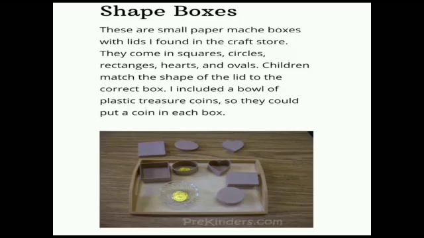This is an activity for you. These are small paper match boxes with lids. I find them in the craft store; they come in squares, circles, rectangles, hearts and ovals. Children, you can match the shape of the lid to the correct box. It is included in a bowl of plastic treasure coins, so they could put the coin in each box.